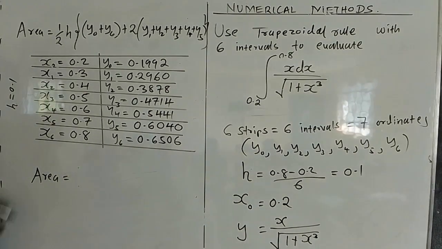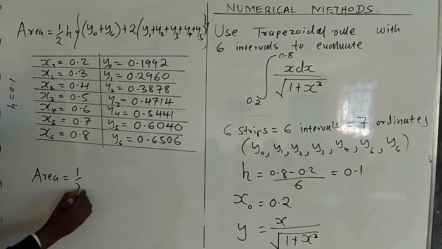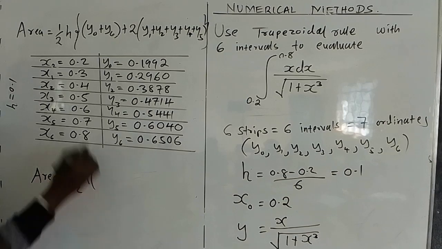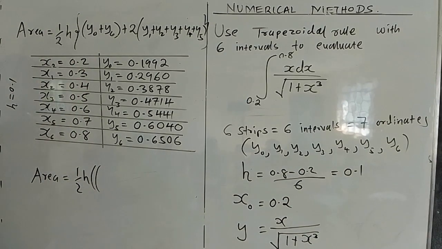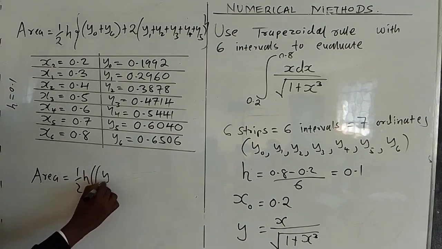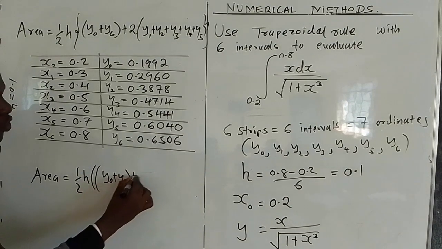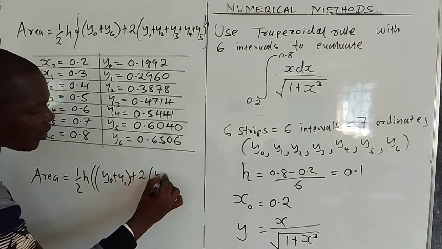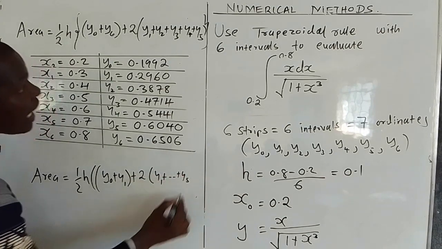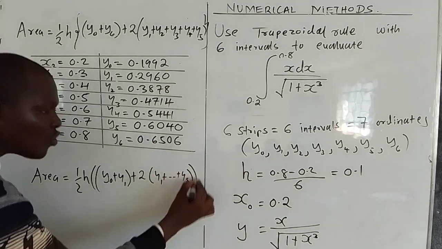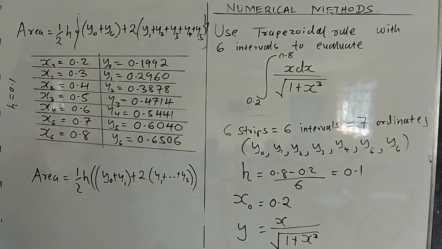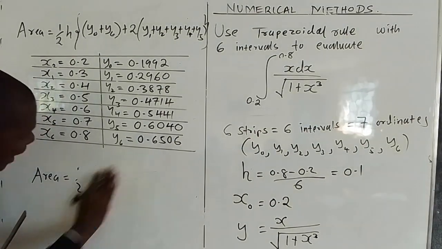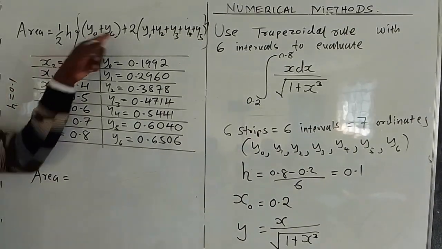Look at what is here. It is a half h, then there is a bracket, this outer bracket, then there is a smaller bracket. Then we have y0 plus y6. Then you close, then there is 2 bracket, y1 plus up to your y5 there. Then you close with the 2 brackets. It means this half h will be for everything inside. You will not get it wrong. But if you want to make it simpler, why don't you start by getting y0 plus y6?